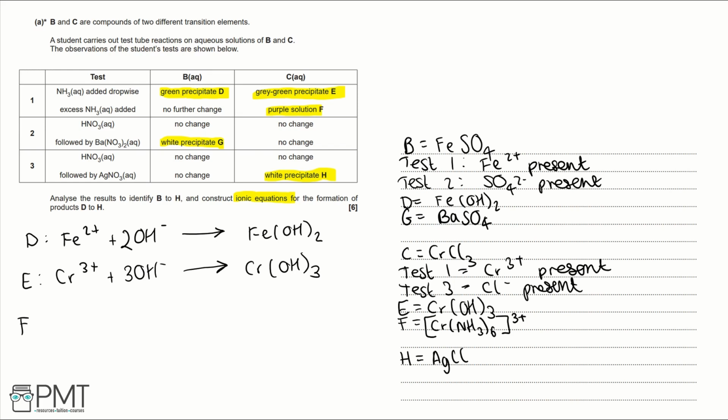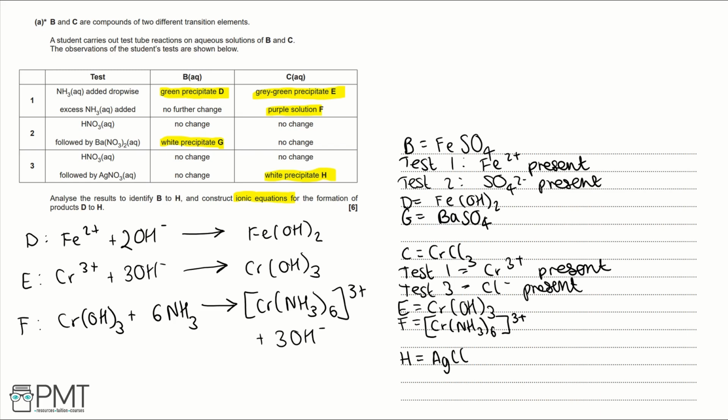Finally, if we look at F, we're starting with our product from the last step. So we're starting with E, Cr(OH)3. Then we're going to add ammonia because we're adding excess ammonia. And then we're going to produce this complex of Cr(NH3)6 3+ plus 3OH minus, because this OH- ligand has been substituted for the NH3 or ammonia ligand.